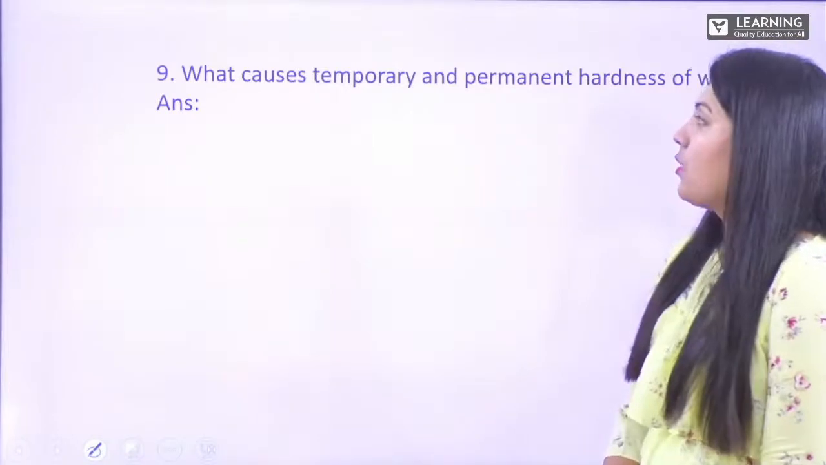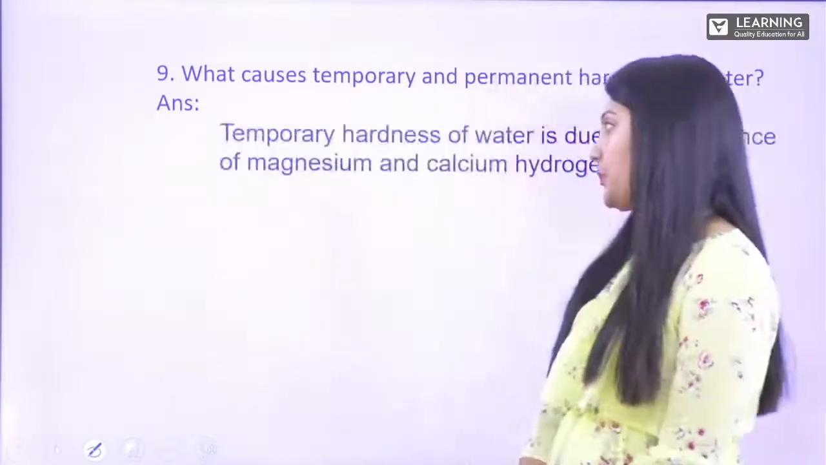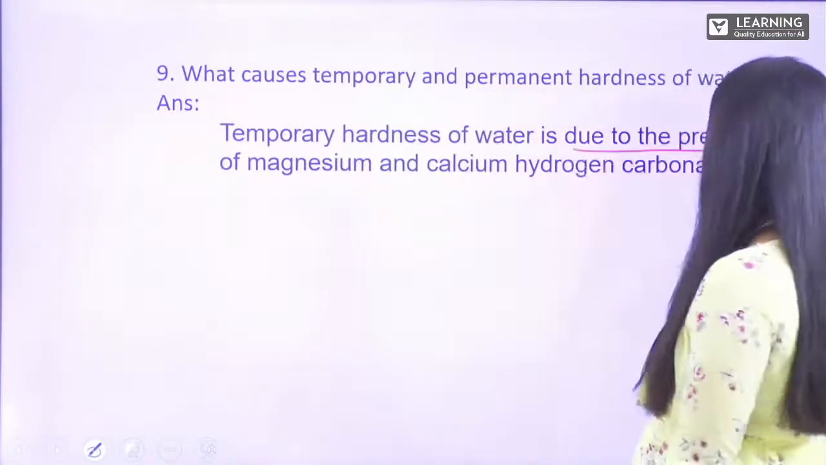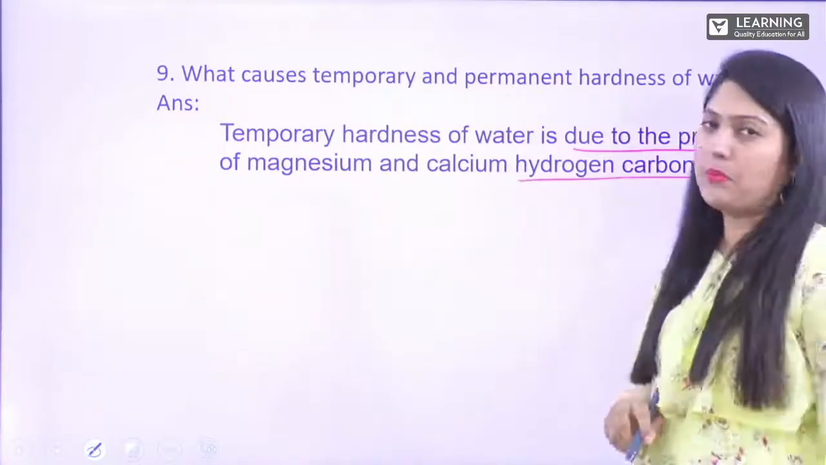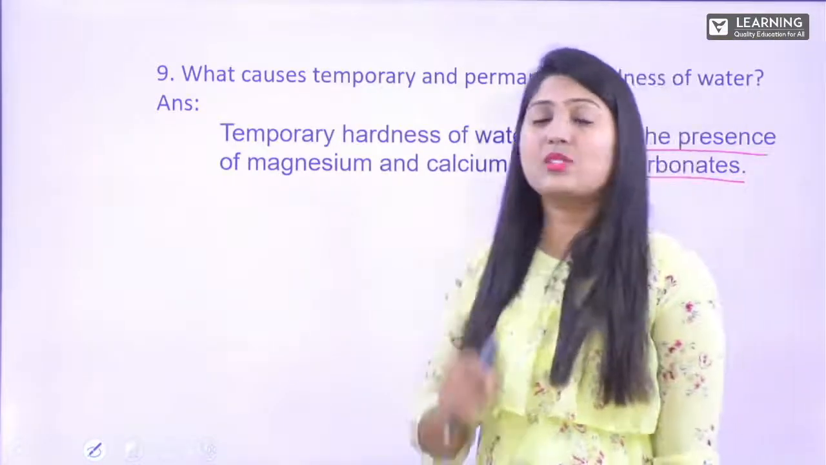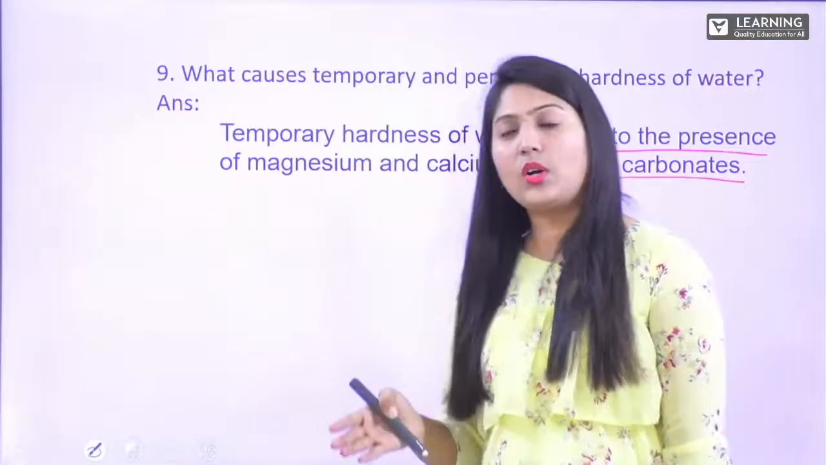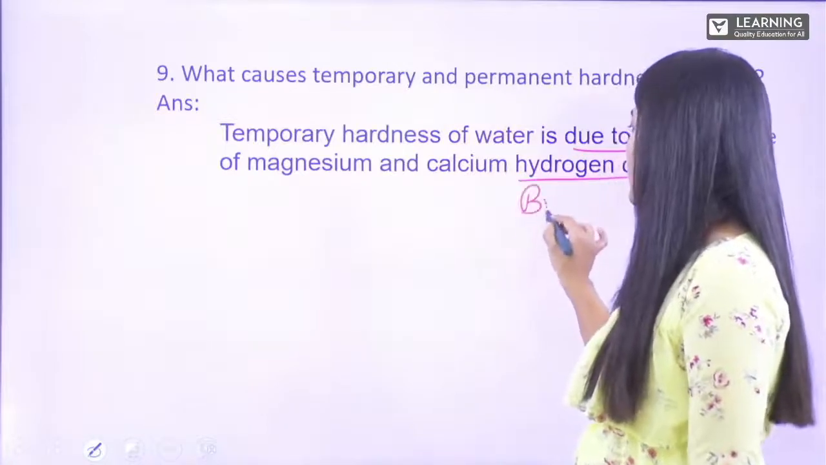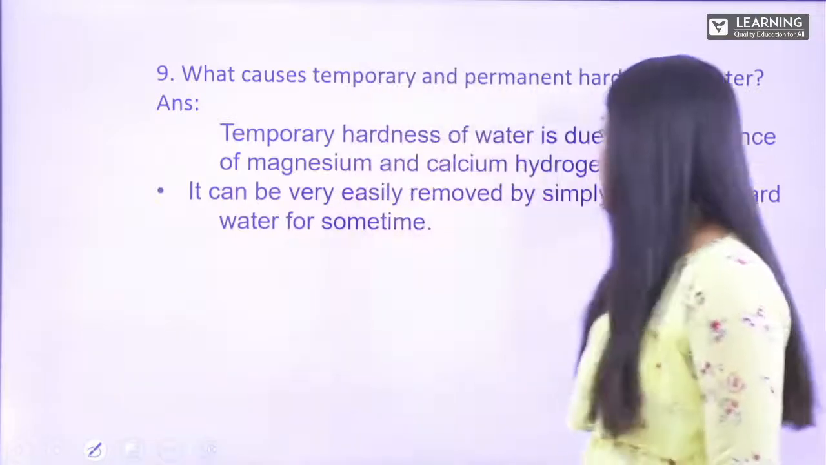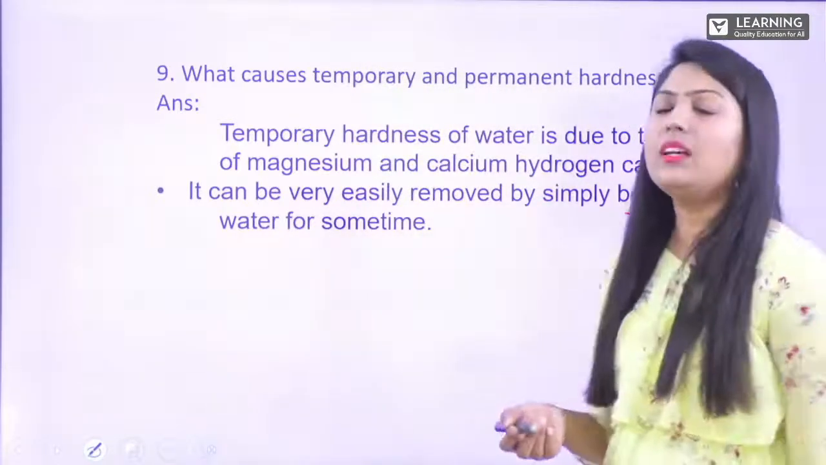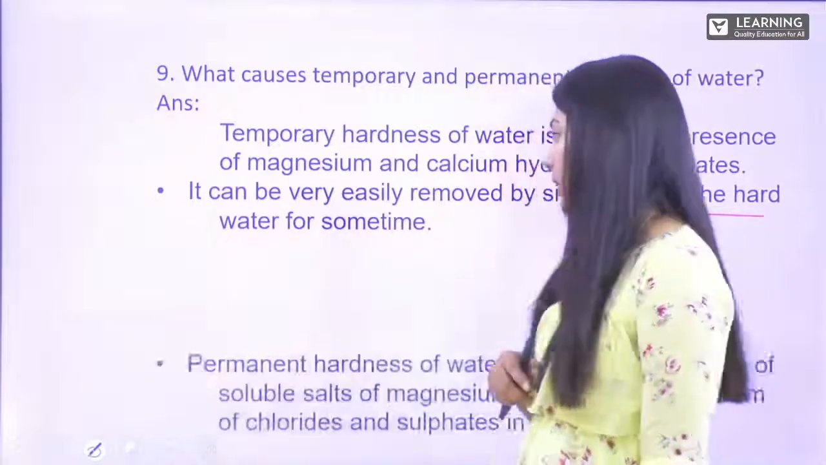Next question, what causes temporary and permanent hardness of water? Temporary hardness of the water is due to the presence of magnesium and calcium hydrogen carbonates. You need to remember, it is due to magnesium and calcium hydrogen carbonates. You can also call them bicarbonates. And it can be easily removed by boiling. As we know, this temporary hardness can be removed by boiling.